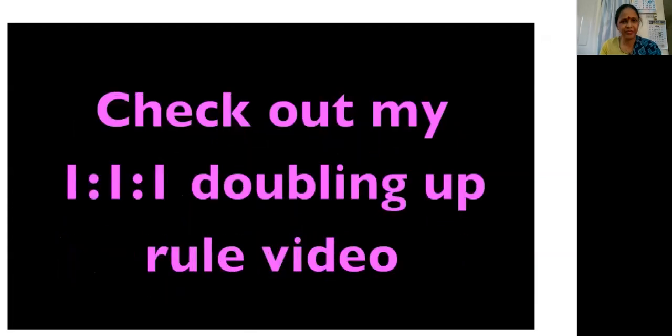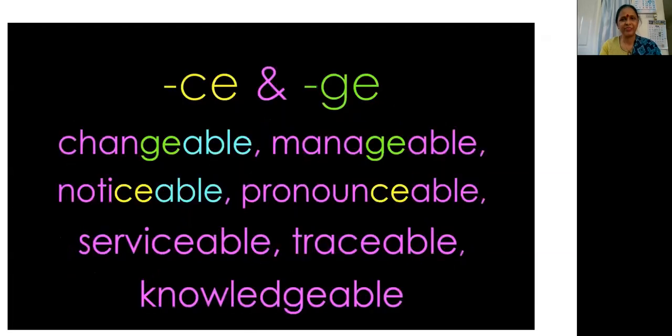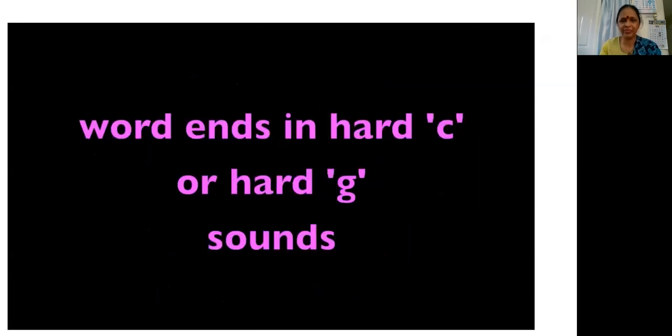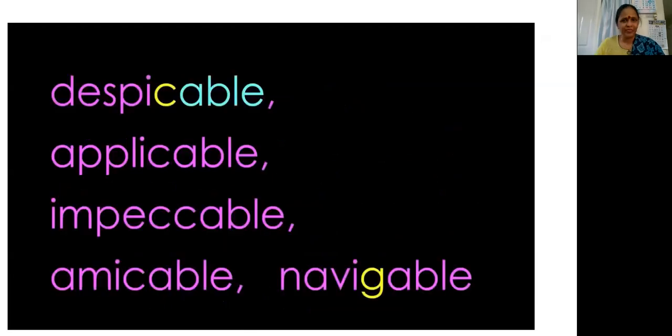Also, we usually keep the E with words ending in CE and GE, so the words retain the C and G sound. Changeable, manageable, noticeable, pronounceable, serviceable, traceable, knowledgeable. If the main part of the word ends with a hard C, as in cab, can, or hard G, game, then the ending is always able. For example, despicable, applicable, impeccable, amicable, navigable.